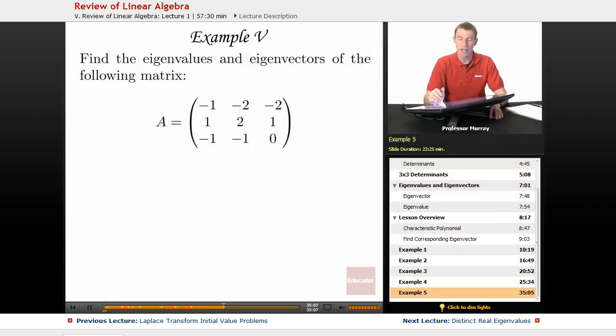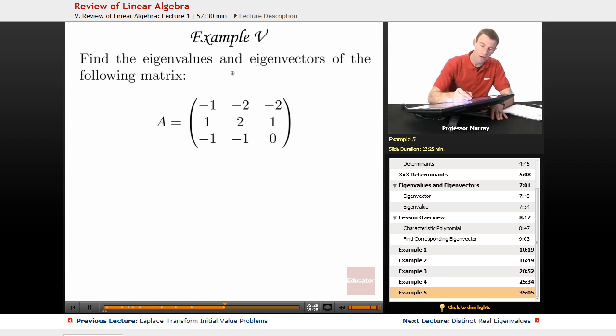For example, we've got a 3 by 3 matrix: -1, -2, -2; 1, 2, 1; and -1, -1, 0. And we want to find the eigenvalues and eigenvectors of this matrix. This one's going to be quite a bit messier algebraically than the previous example, but the principles are still exactly the same. So let me walk you through that.